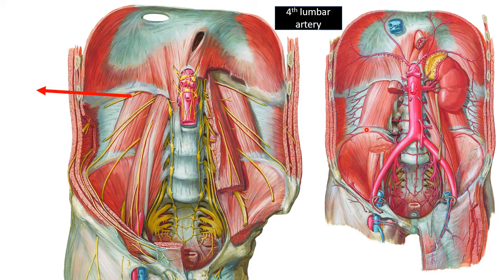Then the nerves which are present anterior to it are the subcostal, iliohypogastric, ilioinguinal, and the lateral femoral cutaneous nerve. So these are the four nerves we have seen, which are the lateral boundary contents of the psoas major, whereas these same four nerves are running anterior to the Quadratus lumborum muscle. So the fourth lumbar artery.